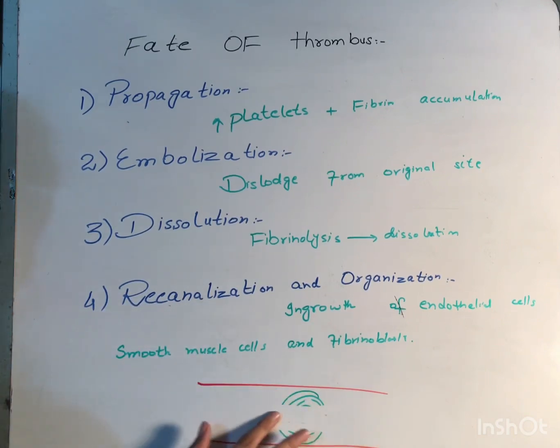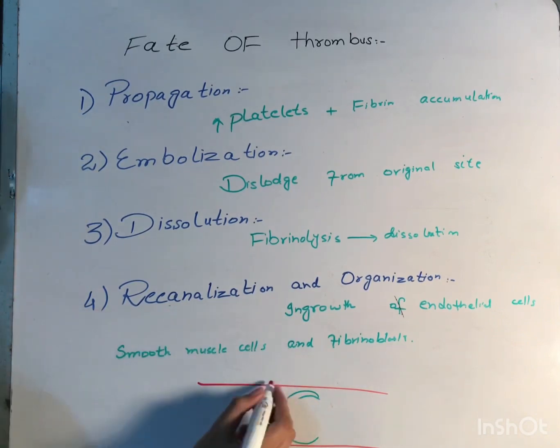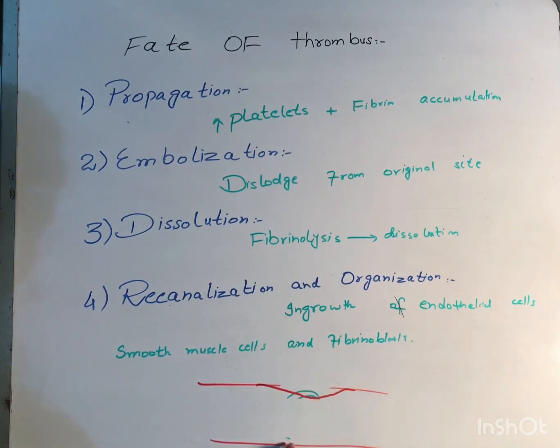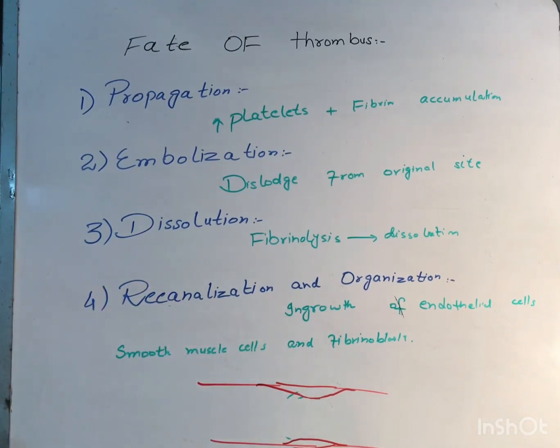And after recanalization, there is organization of this clot, this thrombus, into the vessel wall, and only the presence of a small mass of connective tissue will depict the original thrombus. So these were the four fates of the thrombus.